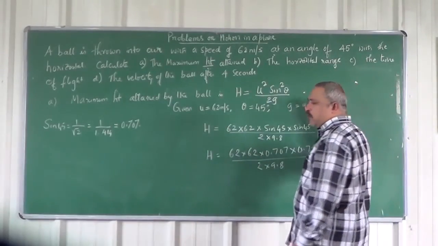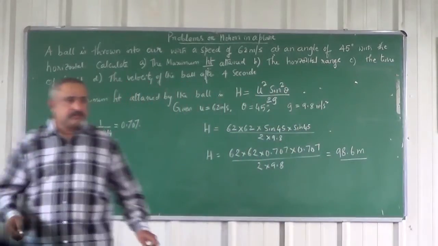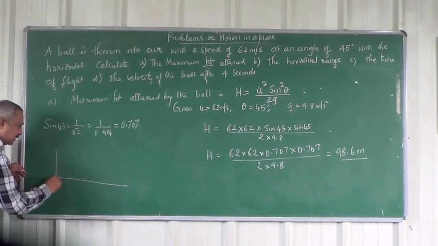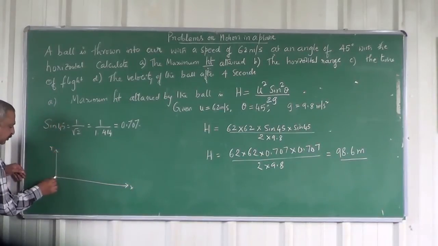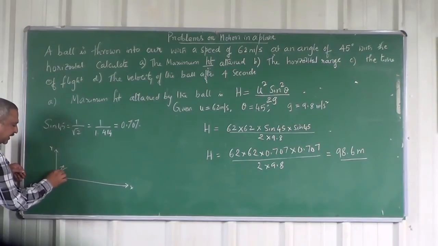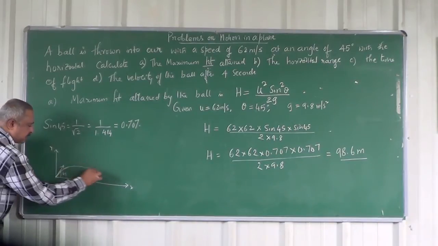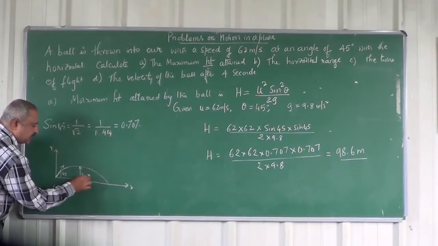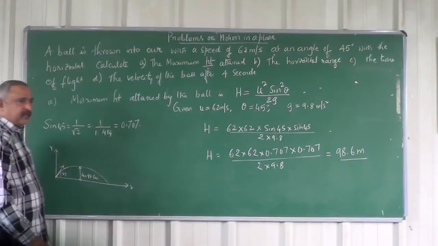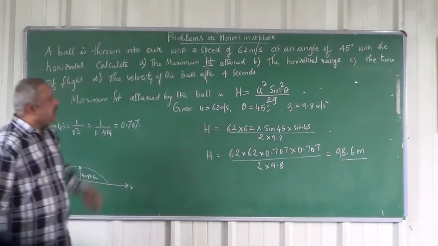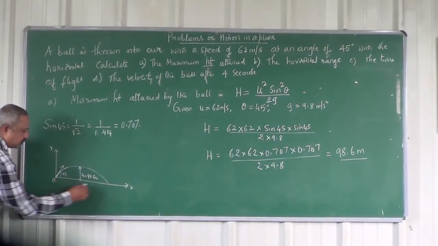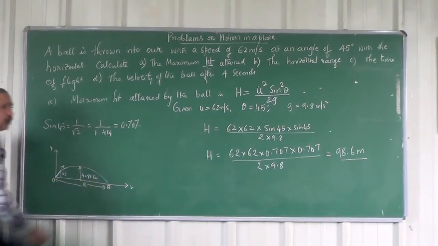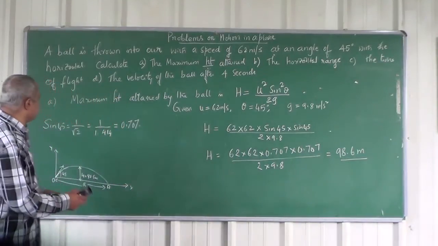Now let's find out the second aspect. Now what did you find here? Yes. This is x-axis, this is y-axis. The projectile is thrown in the air at an angle of 45 degree. It reaches the maximum height. This height you found now. The h in this case for this problem is 98.6 meters. Now the second one we need to find is the horizontal range. OA is the range. So now we need to find the length of OA. Okay, take the second one.